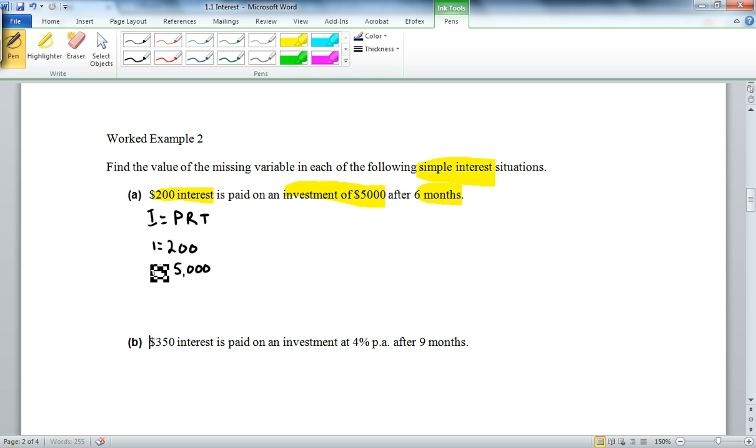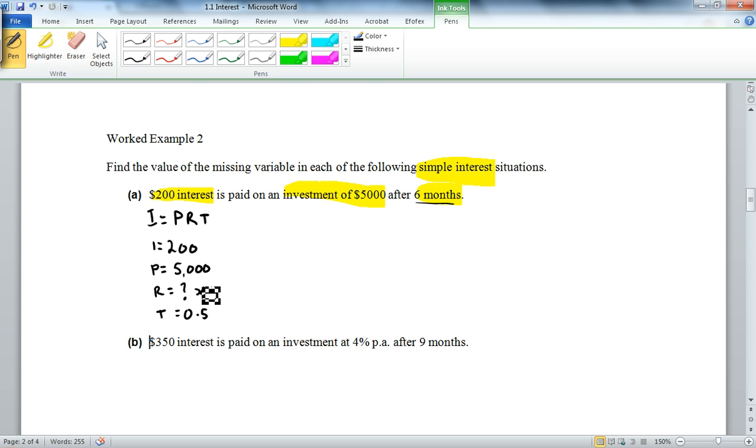Do I know the time? Yes, I do. Or actually, let's have a look. Do I know the rate? No, I don't know the rate. Alright? It's a question mark. Let's leave it as X. Do I know the time? Yes, I do. It's 6 months, which converts to 0.5 because it's half a year. Alright? We always do the time in years.